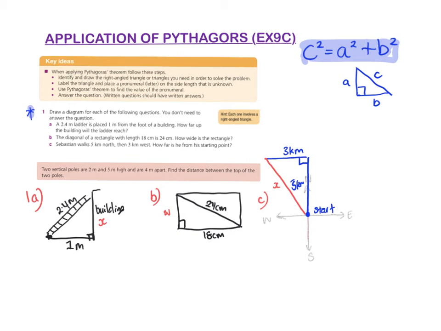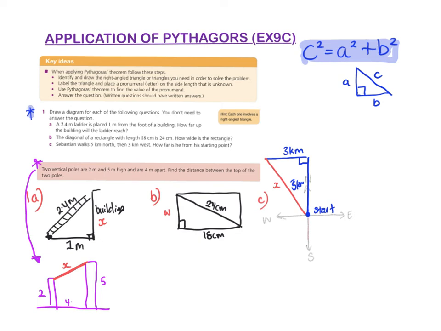Now this question here, the two vertical poles, I'm just going to do it underneath. Two vertical poles are 2 metres and 5 metres high. If you think about it, I've got, say, one pole and another pole, and they're both along the ground. They said this one's 5 and this one's 2, and they're 4 metres apart, so along here is 4. It says find the distance between the top of the two poles. Can you see what they want is this distance here? That's the distance they want.